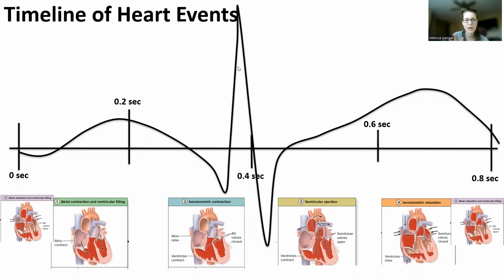So this is going to be the timeline of all of the events that are happening in the heart within less than a second. Okay. You see, I'm going from 0 seconds all the way to 0.8 seconds. It's not entirely important for you to know what second every event is happening, but what you do want to understand is what's happening on your ECG at each portion of the cardiac cycle, okay?